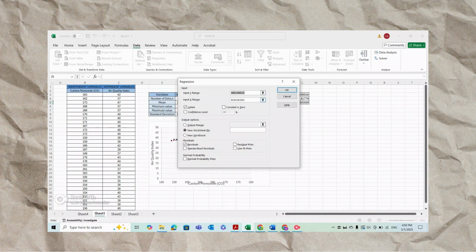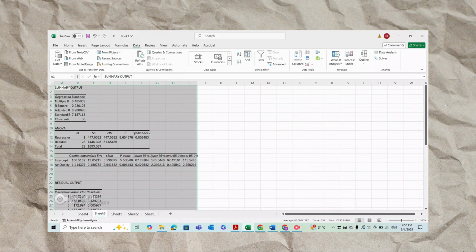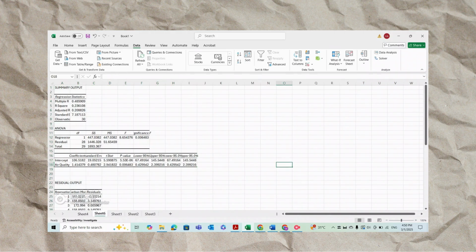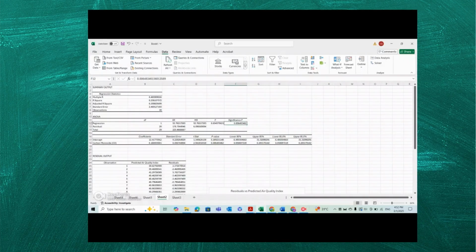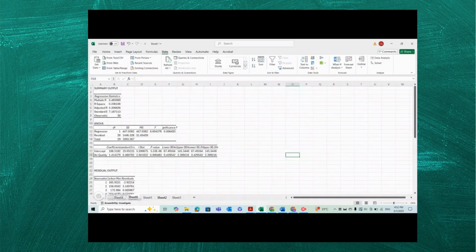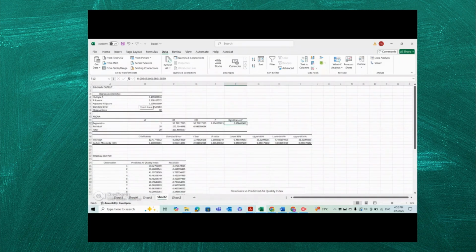So B2 and C2 will be named as labels. Then we also add residuals. Then we click OK. So this is the summary output. The summary output is the same as what we see in sheet 6, which I worked on earlier.